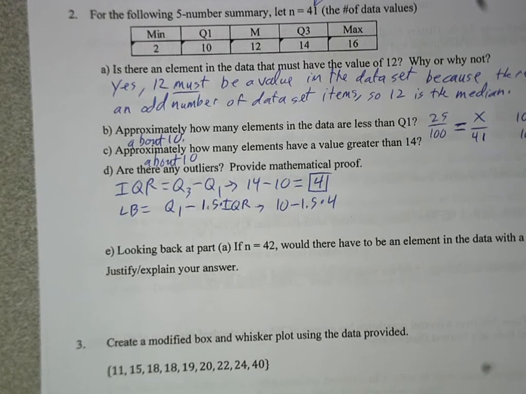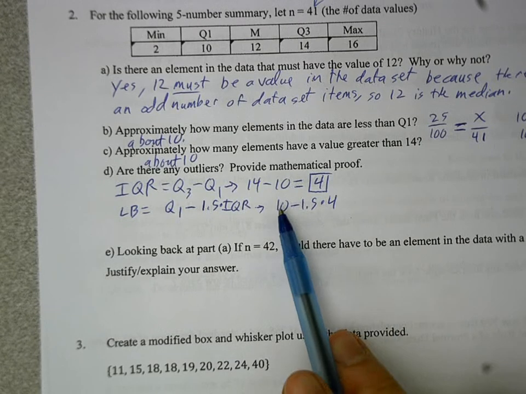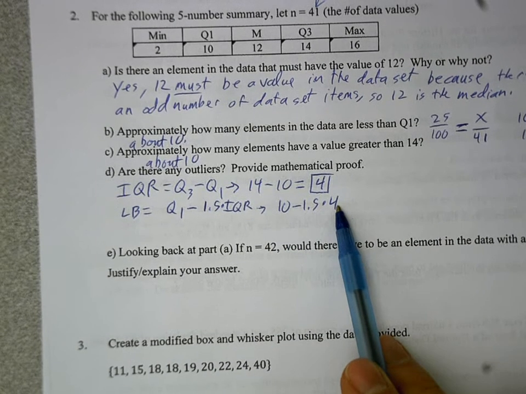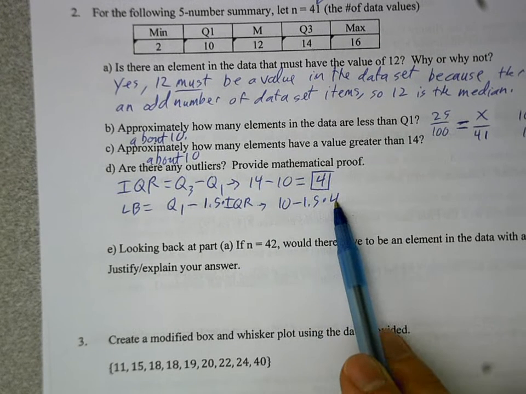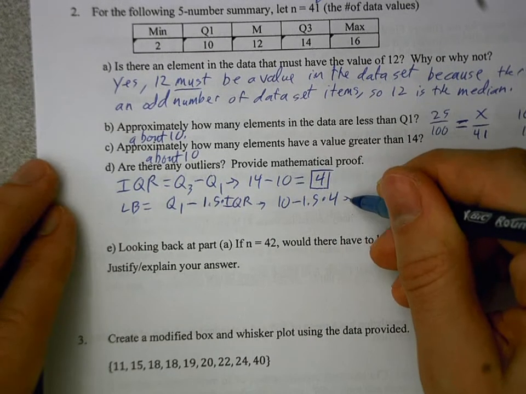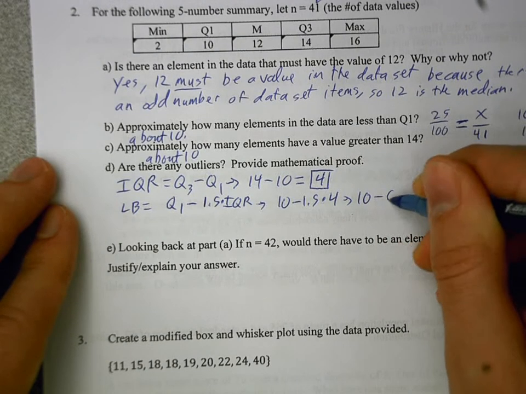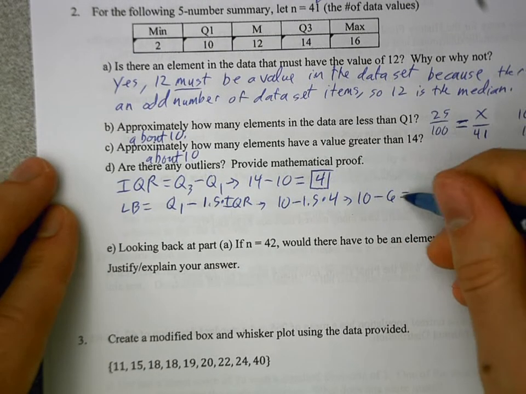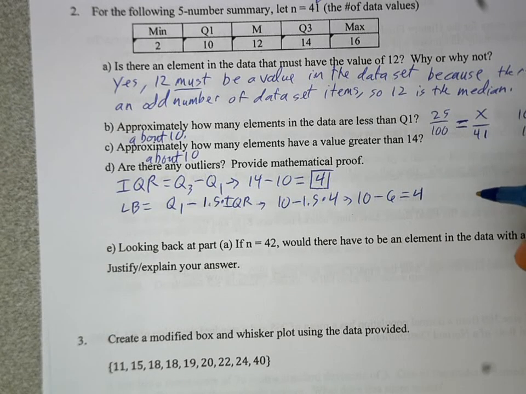If someone works this out and they get a lower boundary of, like, 30 something, is that 30 something even reasonable for my data set? Right, that's way above everything that I have so far. What happened was they probably did 10 minus 1.5 first, then the multiplication by 4. Does that make sense? Whereas what should happen is the multiplication first. 1.5 times 4 is 6. And 10 minus 6 is 4. That makes a whole lot more sense for our lower boundary.